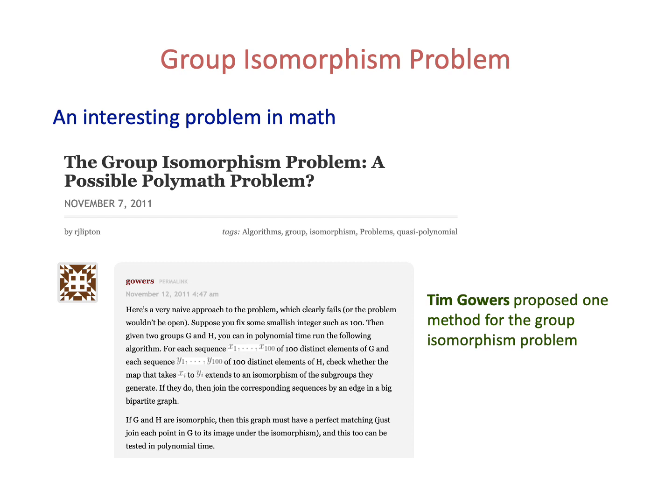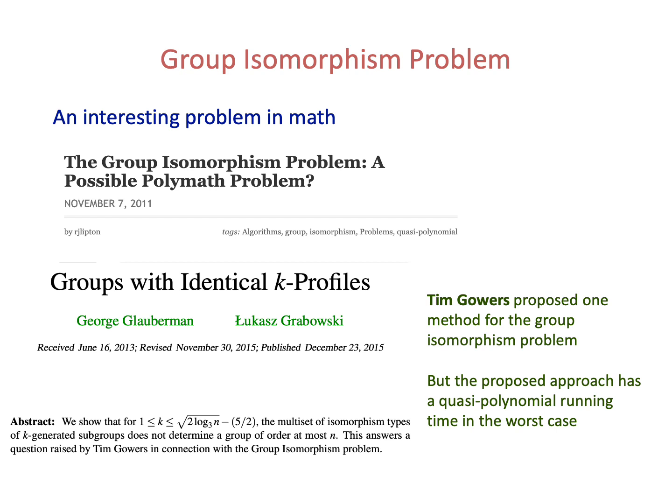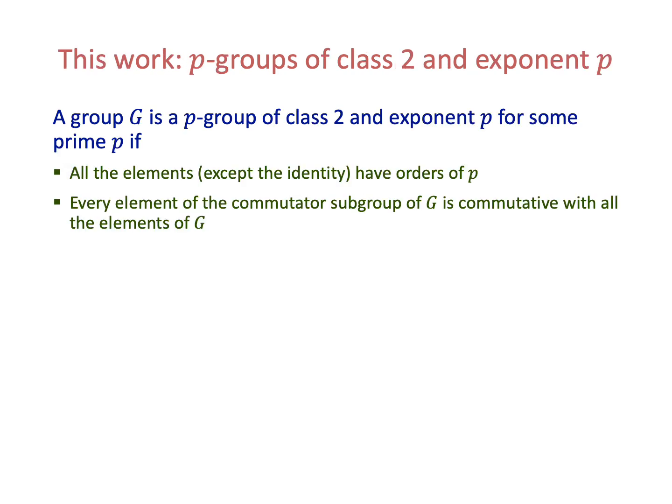Group isomorphism is also an interesting problem in math. In a blog by Richard Lipton suggesting group isomorphism as a polymath problem, Tim Gowers proposed a method for the group isomorphism problem. But the proposed approach still has a quasi-polynomial running time in the worst case.